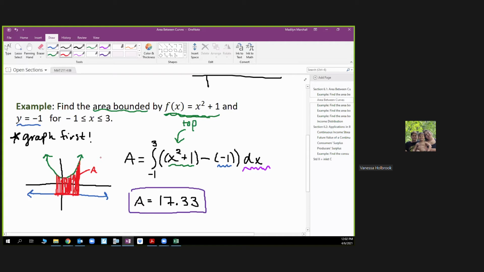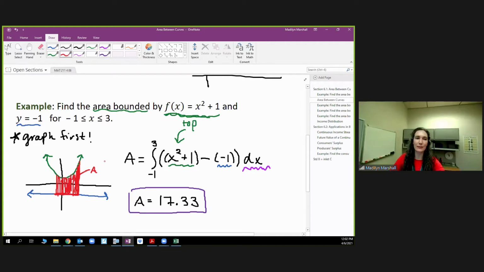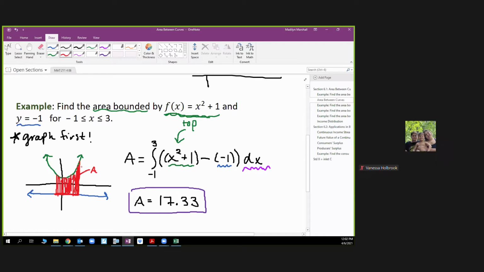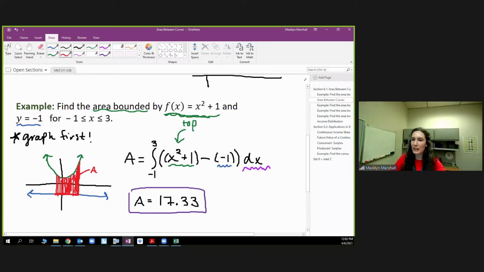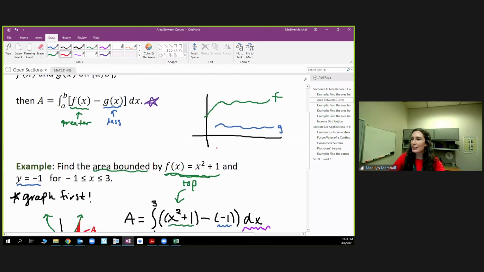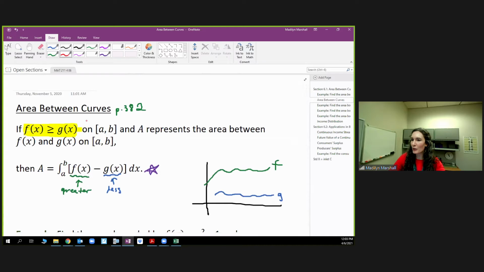So is area bounded basically the same as in between? Yes. Okay. The bounded part is like if you put a fence on these two curves and then a fence at -1 and 3, we would get this sort of fenced in area, and that's what we're looking for. So let's look at one more and remember this.